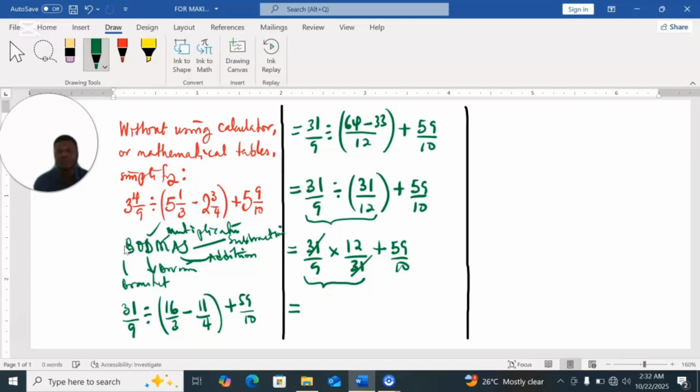So I'm going to use this. 31 cancels 31 to give us 1, 1. 3 in 9 will give us 3. 3 in 12 will give us 4. So this becomes 4 times 1, which is 4, all over 3 times 1, which is 3, plus 59/10.